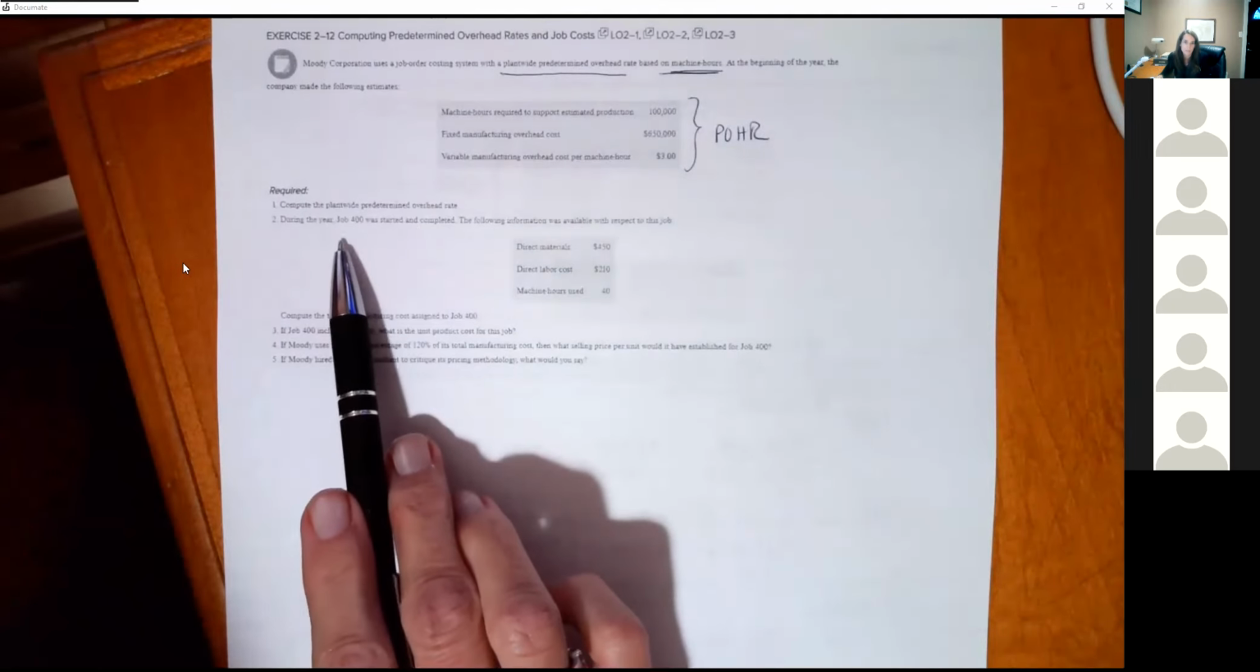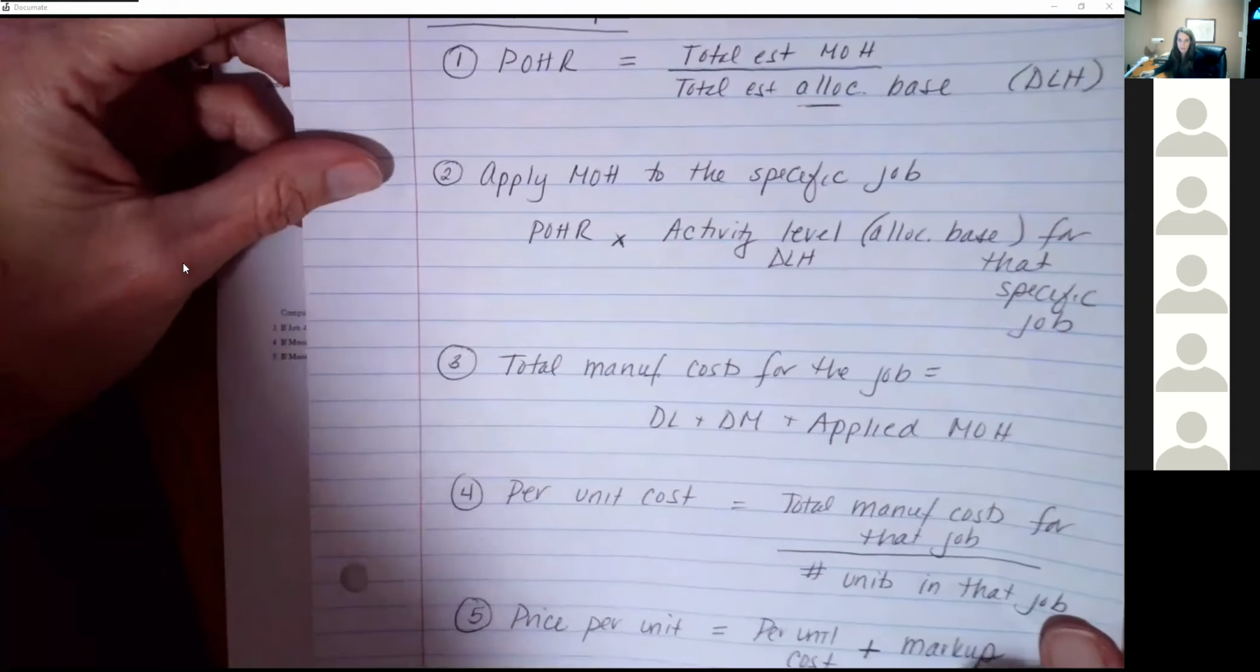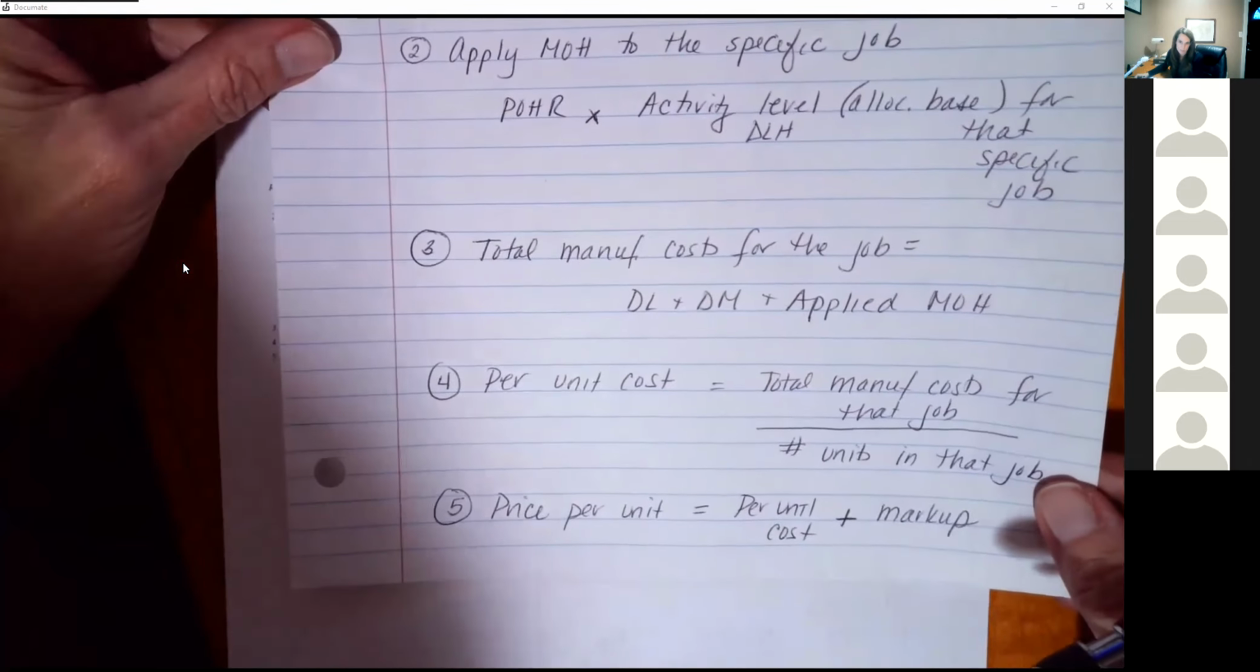And so the requirements are, they want us to figure out the predetermined overhead rate. They give us a job and they want us to find the total manufacturing cost, the unit product cost, the sales price, and then they want us to talk a little bit about it. So I'm going to go through the 5-step process that we just talked about, and that will answer all of our questions. Okay.